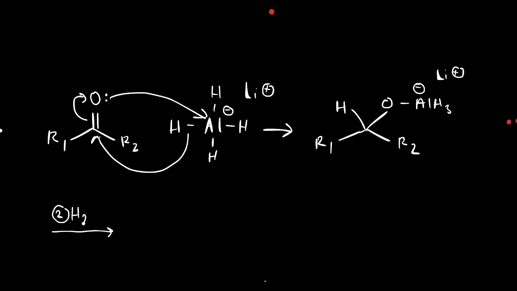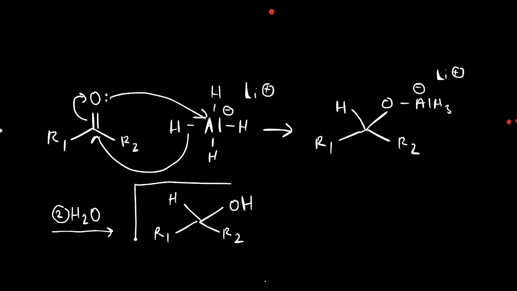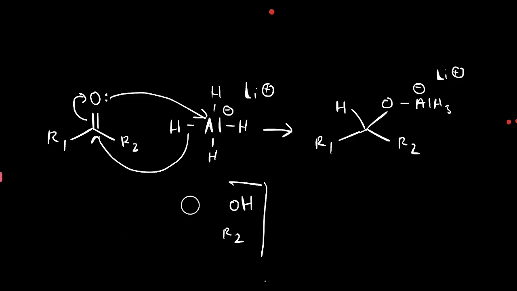Upon reaction with water, we end up producing our alcohol. So you have R1, R2. Now this basically kicks out this LiAlH₄, this aluminum stuff we've got going on. Instead, we end up with a hydroxyl here, and this hydrogen just stays in place. So in this way, we're able to generate our secondary alcohol from our ketone here.